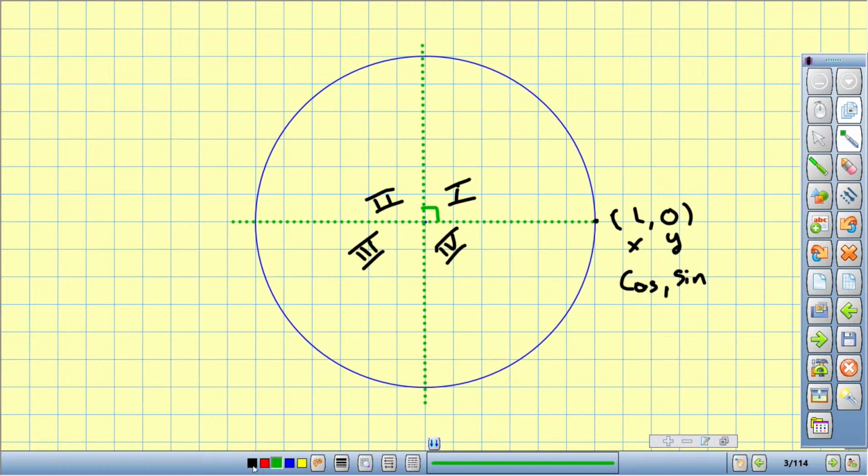If this was a 0 starting point, 0 degrees here, then I'm going all the way down here to 90 degrees, 90 degrees. If you add another 90 to the 90, you end up with what? What is 90 plus 90?